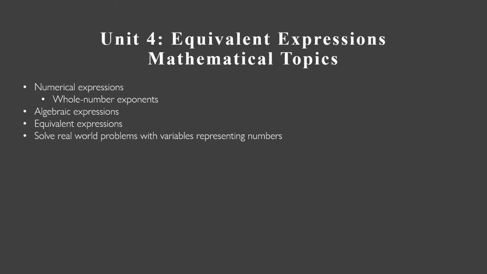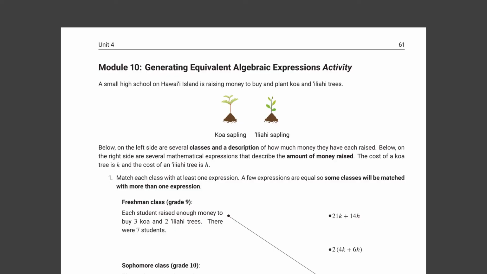real-world or mathematical problems. The Unit 4 activity that we'll be reviewing for this video is the Module 10 Generating Equivalent Algebraic Expressions activity. In this activity, we'll be looking at a small high school on Hawaii Island. The students there are raising money to buy and plant koa and iliahi trees. Because big trees usually take a lot of time to grow, it's generally cheaper to buy saplings, which are baby trees. Here's what a koa sapling and an iliahi sapling look like.